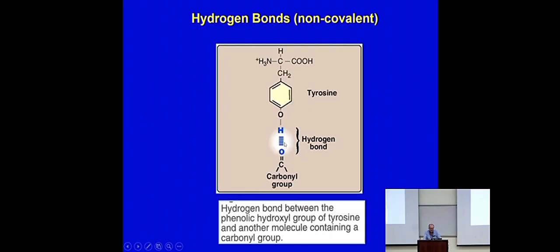This bond here is very weak. That's why it's indicated by dashes. It's very weak, nevertheless important. This bond between the oxygen and hydrogen of tyrosine is covalent, very strong. This is non-covalent, very weak. However, hydrogen bonds can be additive.